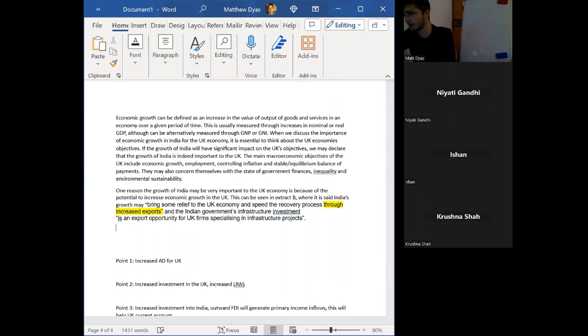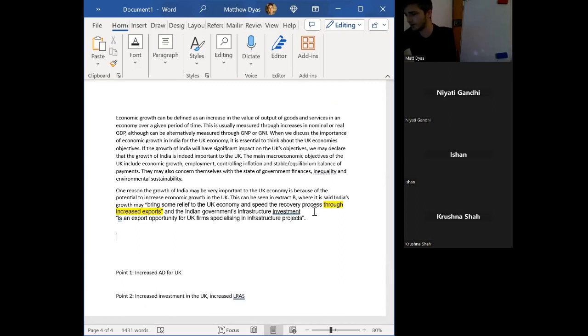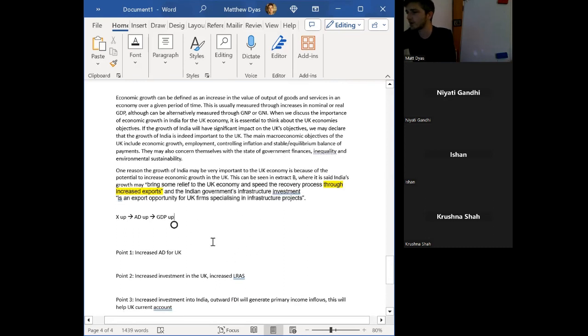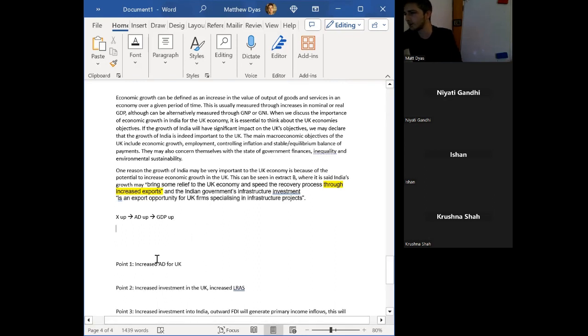So again, to try and save time, because I have not managed my time effectively here, I'm just going to say exports up. That's obviously going to be AD up, then GDP up. And you could even do the whole living standards, non-material living standards here. If you're the kind of person who can really just keep writing many pages for your essays, then you could even go further into living standards. But I think I'm going to leave it there as point one.